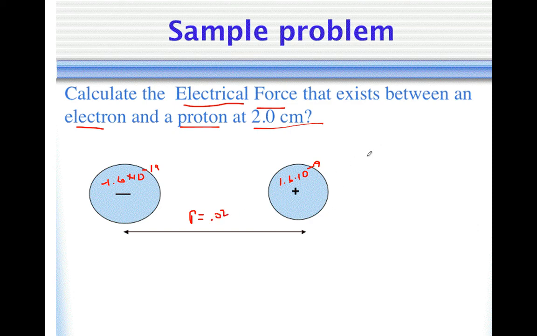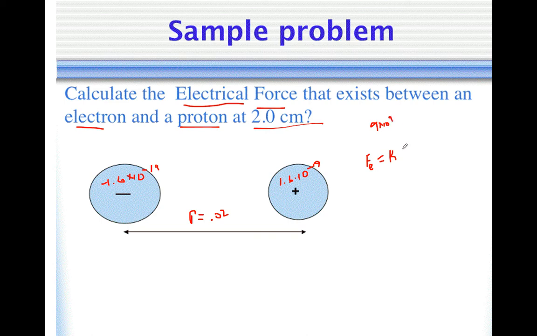Okay, so we use the equation of F electrical. We could write electrical instead of F of G. We could write F of E. F of E is equal to K. And who remembers what K is? Yep, K is 9 times 10 to the 9th.